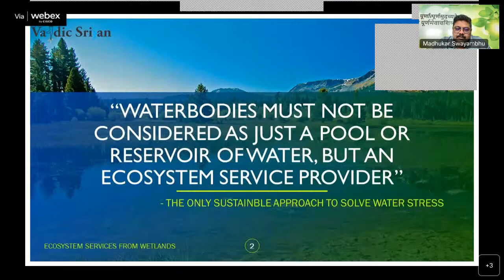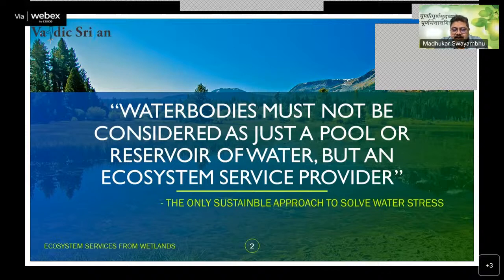Now, the difference between our approach and any other approach in the world is that every approach is trying to just clean the water, considering water bodies to be a pool or reservoir of water, whereas the approach that we take in cryogenomics or in Vedic Srijan is that every surface water body is an ecosystem service provider. There are a lot of services that every water body has been entrusted with as a responsibility. If you understand those services, it is much easier to deal with the water body in this way, as a sustainable and holistic solution.